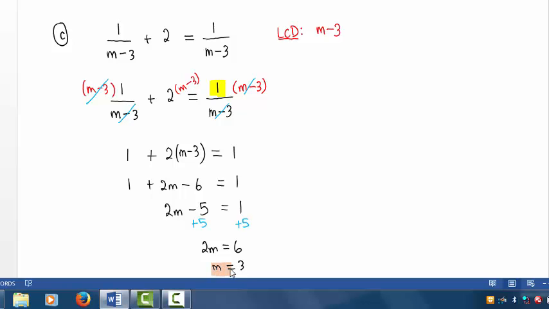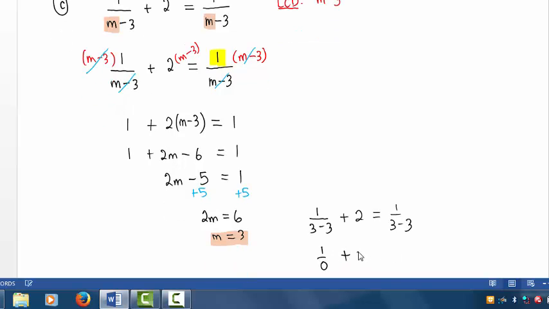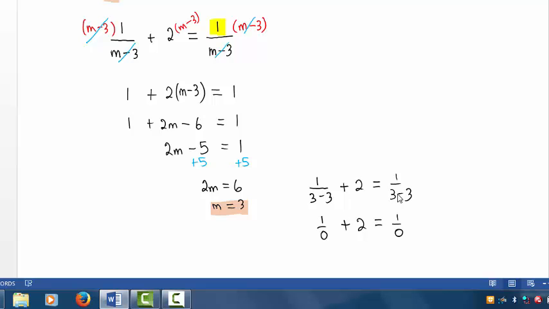However, if I take m equals 3 and replace it in the original equation, right here and right here, what do I get? I have 1 divided by 3 minus 3 plus 2 equals 1 divided by 3 minus 3. 1 divided by 0 plus 2 equals 1 divided by 0. Well, 1 divided by 0 is an undefined quantity. Therefore, m equals 3 cannot be a solution. It was the only candidate for solution, and since it's not a solution, we have to say that this equation has no solution.